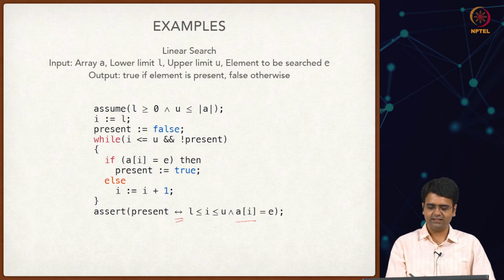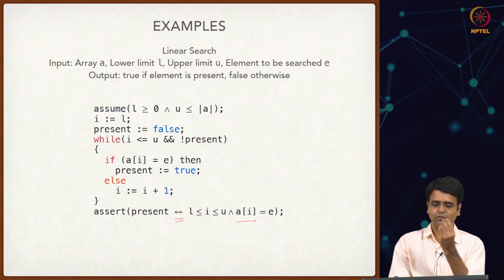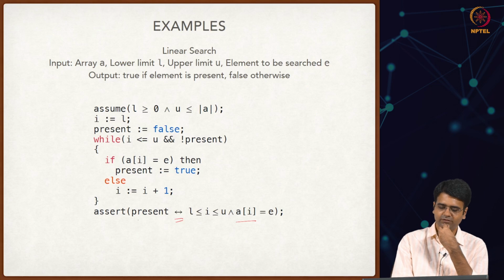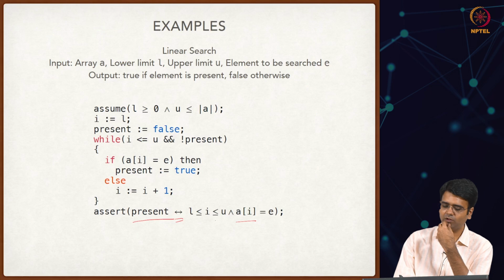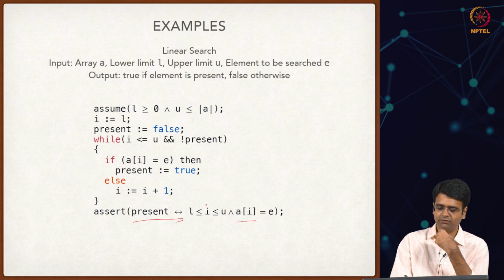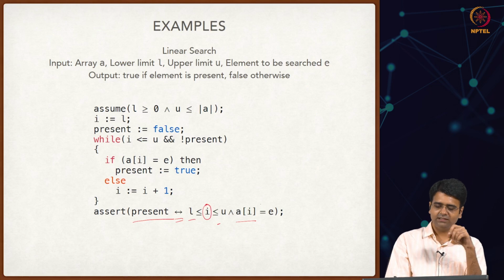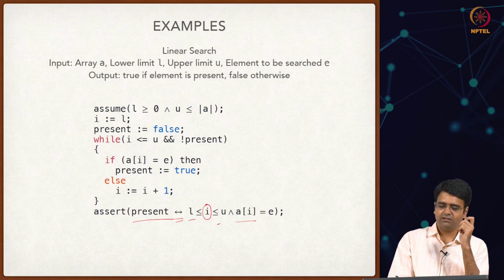So what this means is that at the end of the program, when you finished executing the program, if the present variable is true, then that can happen if and only if the value of the variable I is between L and U, and not only that, but the value of the array A at index I is equal to the element E.